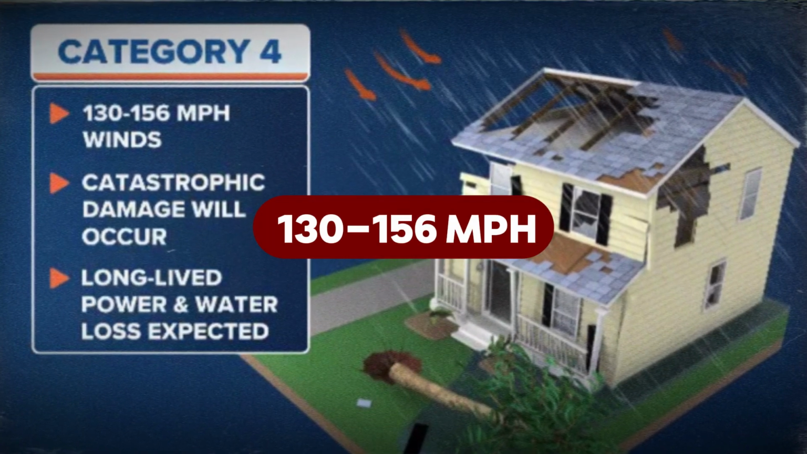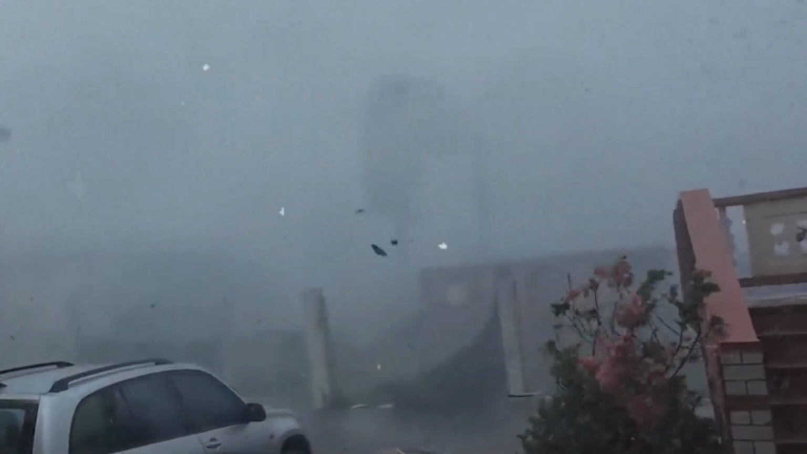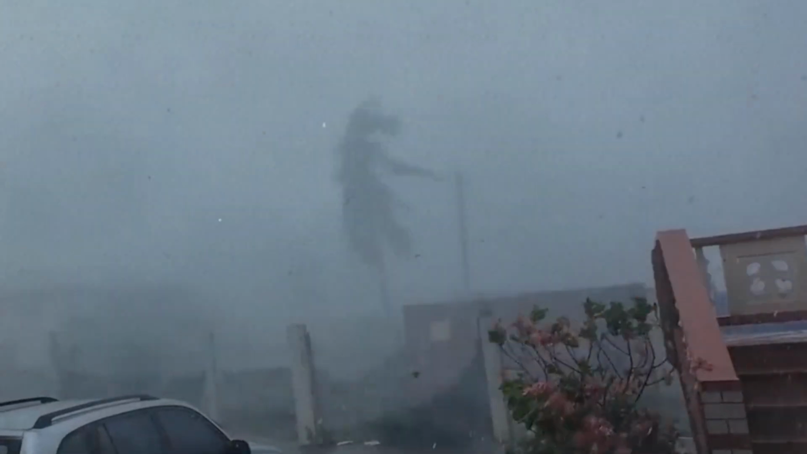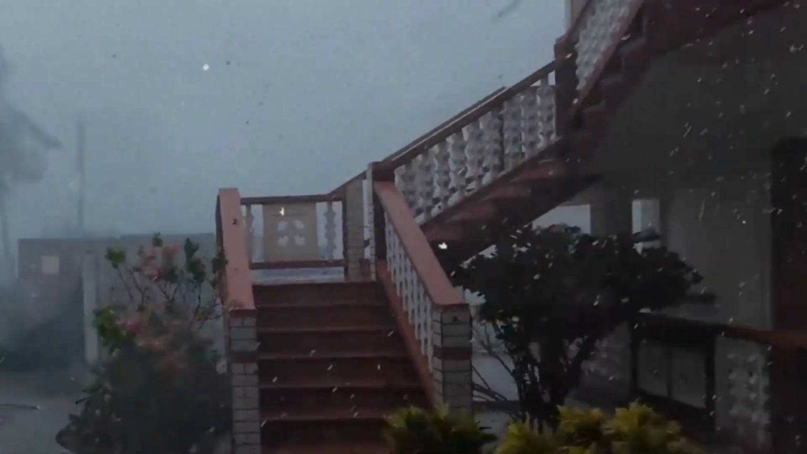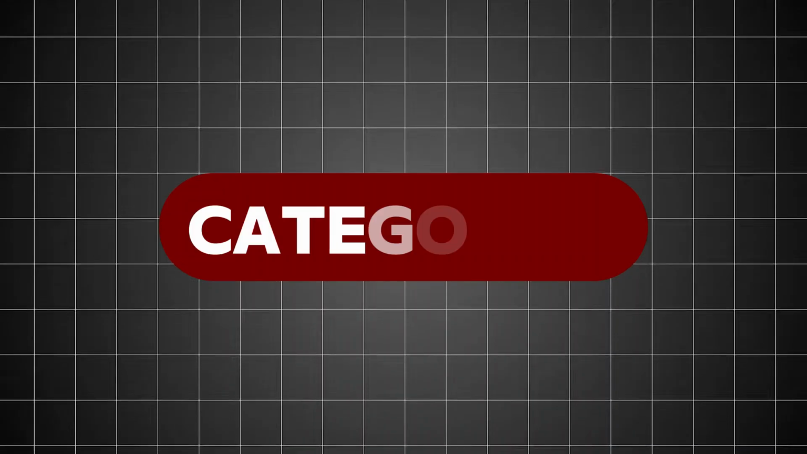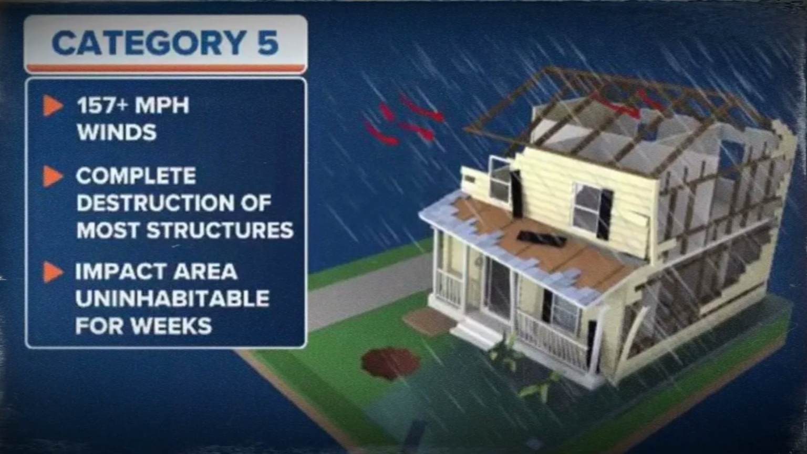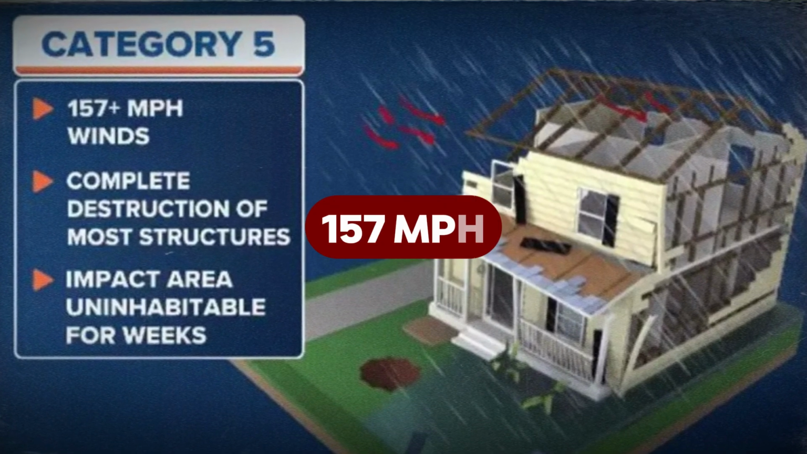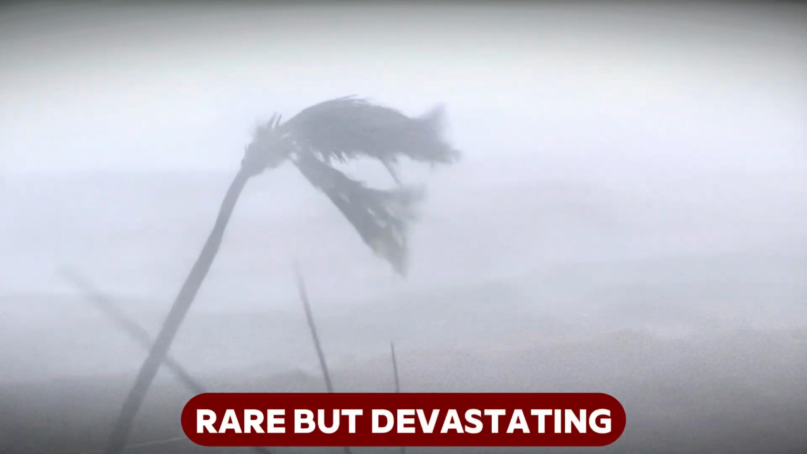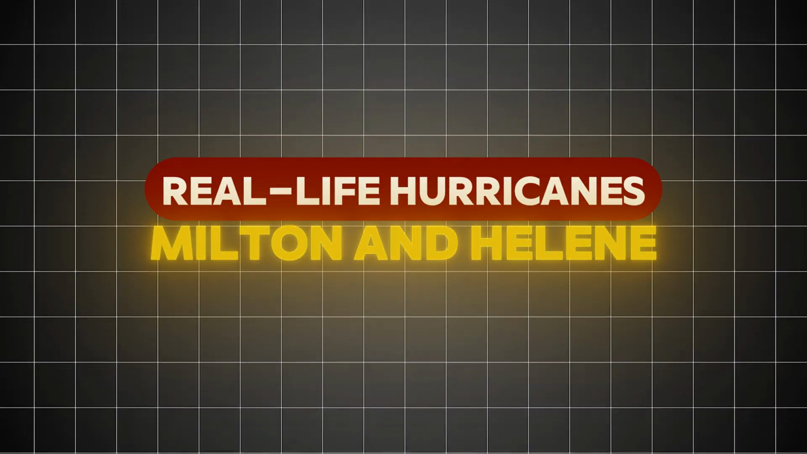Category 4, winds range from 130 to 156 mph. These hurricanes cause catastrophic damage. Buildings are heavily damaged and infrastructure crumbles. The aftermath often leaves areas uninhabitable for weeks. Category 5, the ultimate storm, with winds exceeding 157 mph. Category 5 hurricanes are rare but devastating, leaving a trail of destruction that can take months or years to recover from.